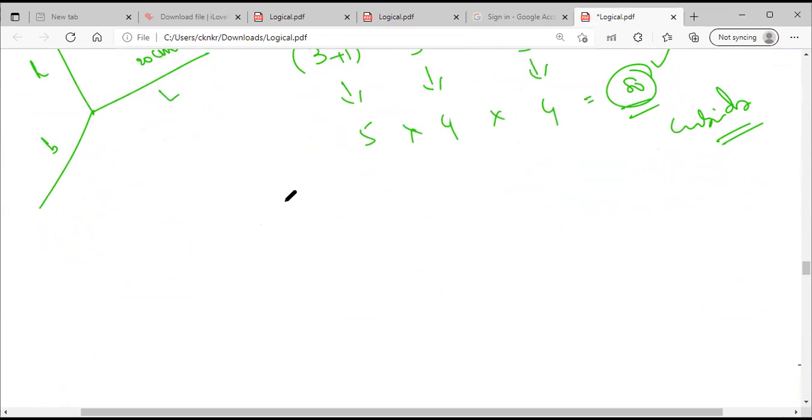For example, tomorrow they gave you a question: find the maximum number of identical pieces a cube can be cut into by 8 cuts. Take L, B, H. The nearest multiple of 3 to 8 is 6, so 2, 2, 2.